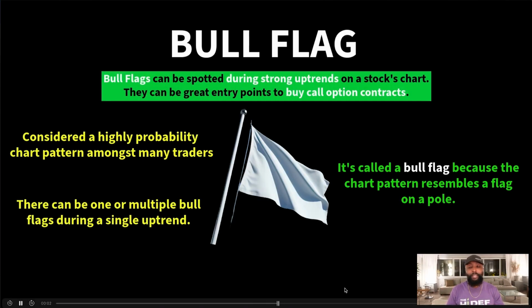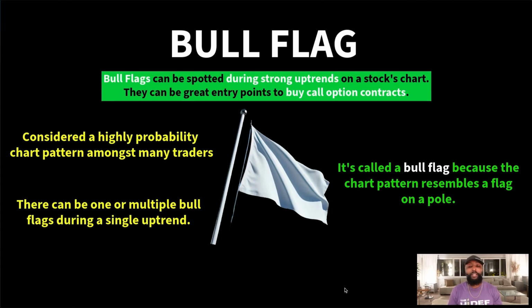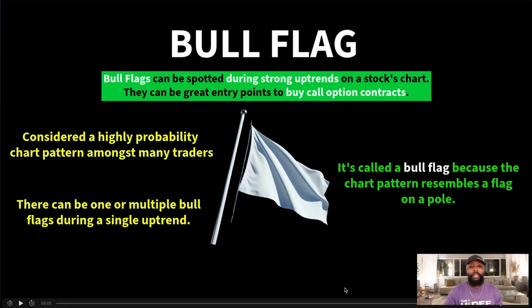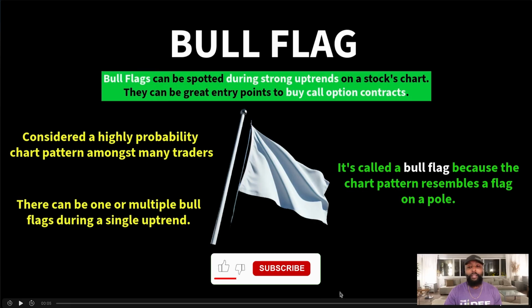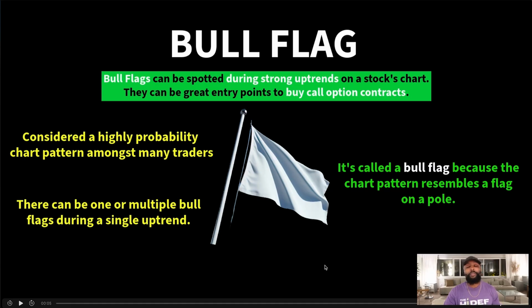Chart patterns. The first one we have is a bull flag. Now, bull flags can be spotted during an uptrend on a stocks chart. They can be great entry points to buy call option contracts. You see a flag right here.